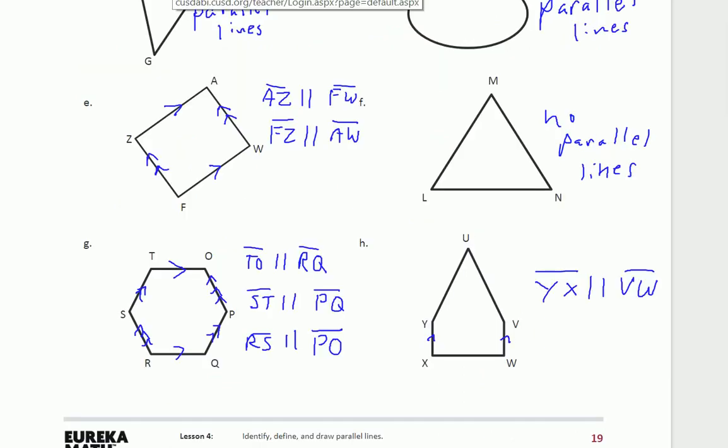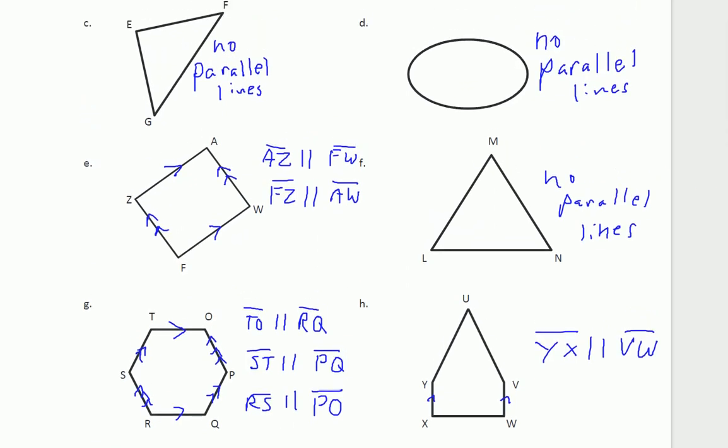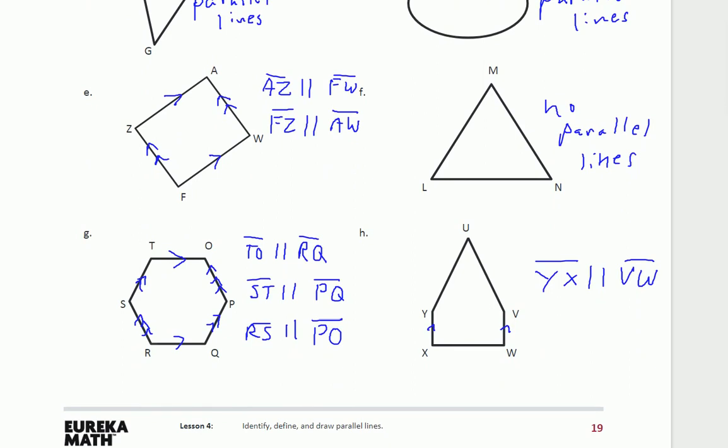Alrighty, how'd you do? Let me scroll back up just a little bit here. You can see that C, D, and F have no parallel lines. E has 2 sets of parallel lines. G has 3 sets of parallel lines, and H has 1 set of parallel lines. So check your answers, and let's get to the last slide.